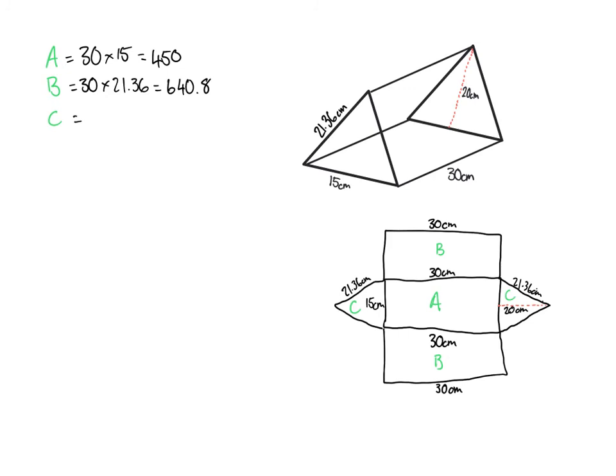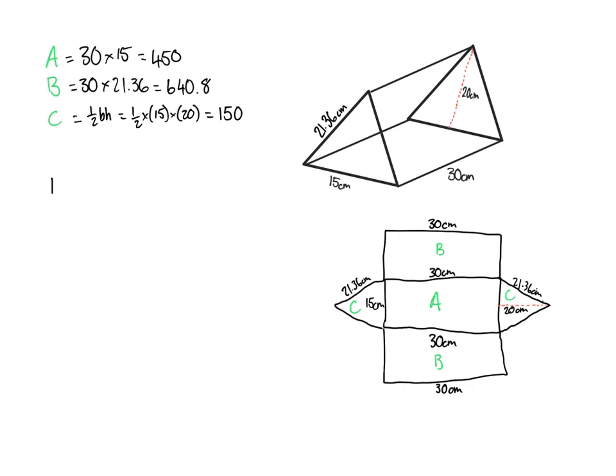And then lastly, we have pieces C, so the triangles on both sides. Now, if you recall, the formula for the area of a triangle is half base times height. So this one's going to be half. Now the base of this triangle is 15 centimeters. The height of this triangle is 20 centimeters, which gives us a total area of 150.